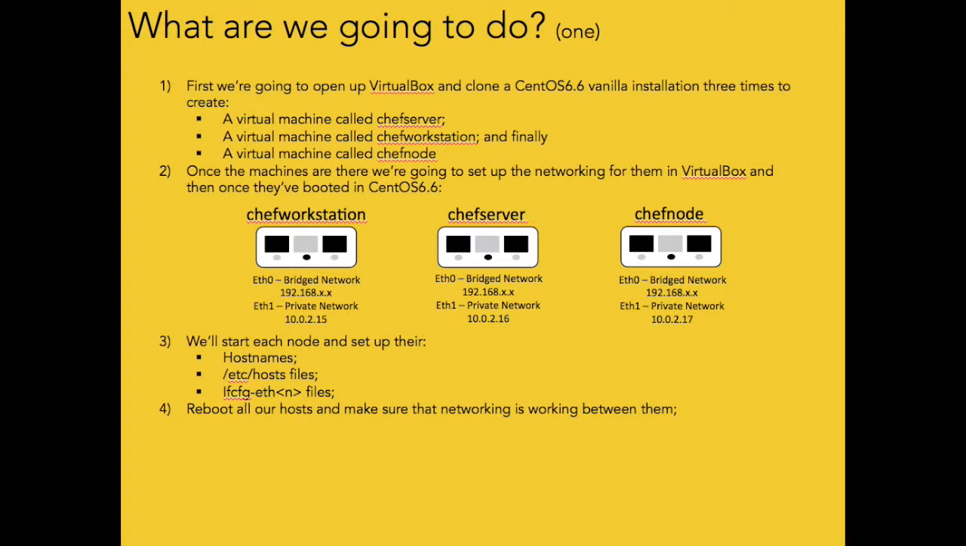So what are we going to do? Well, first we're going to open up VirtualBox, and we're going to go to my clone of CentOS 6.6, a vanilla implementation, and then we're going to make 3 servers. Here they are here. We're going to have a Chef Workstation, a Chef Server, and a Chef Node, and we're going to build those up. We'll give them all host names, we'll do the hosts file, we'll set up the network scripts so that they've got the right interface definitions, and then we're going to reboot all of these and then ping test all of them so that we know they're all pinging each other really nicely.